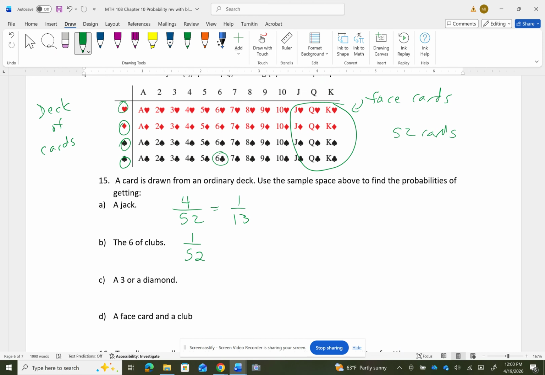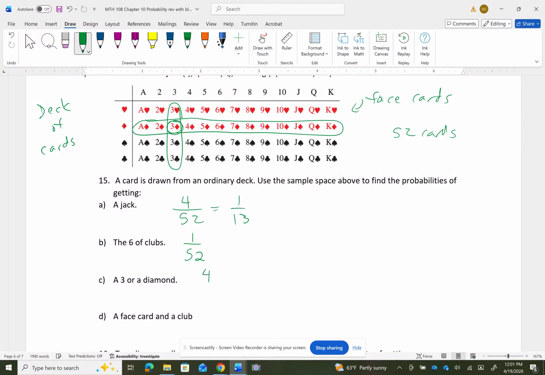Okay, what's the probability of getting a 3 or a diamond? All right, let me erase what I have here so that I can show you the idea there. So if I wanted the probability of getting a 3 or a diamond, you could be a 3, you could be a diamond, or both. You got to be a little careful. So here's the 3s, here's the diamonds, but you don't double count this guy is the only problem.